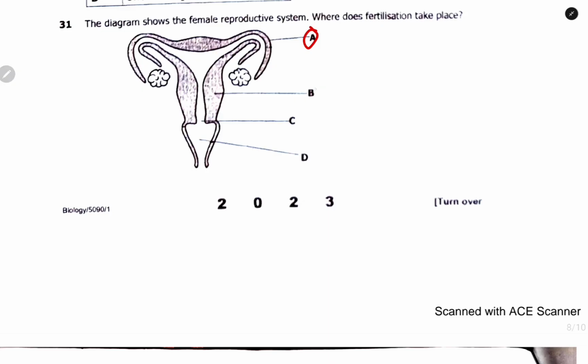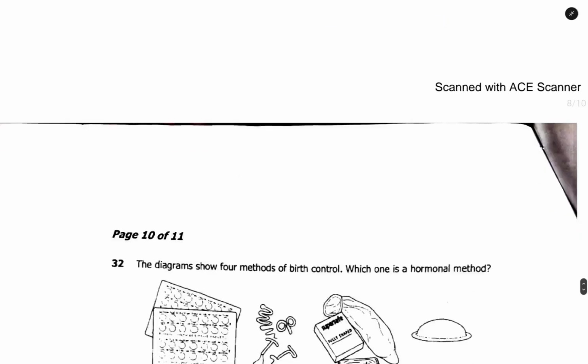Then of course B is the uterus where implantation takes place. C is just the cervix separating the uterus and the vagina. And of course D is the vagina. I guess you get this part. And of course be able to look at all the functions. Look at the parts of the male reproductive system and their functions, female and their functions.